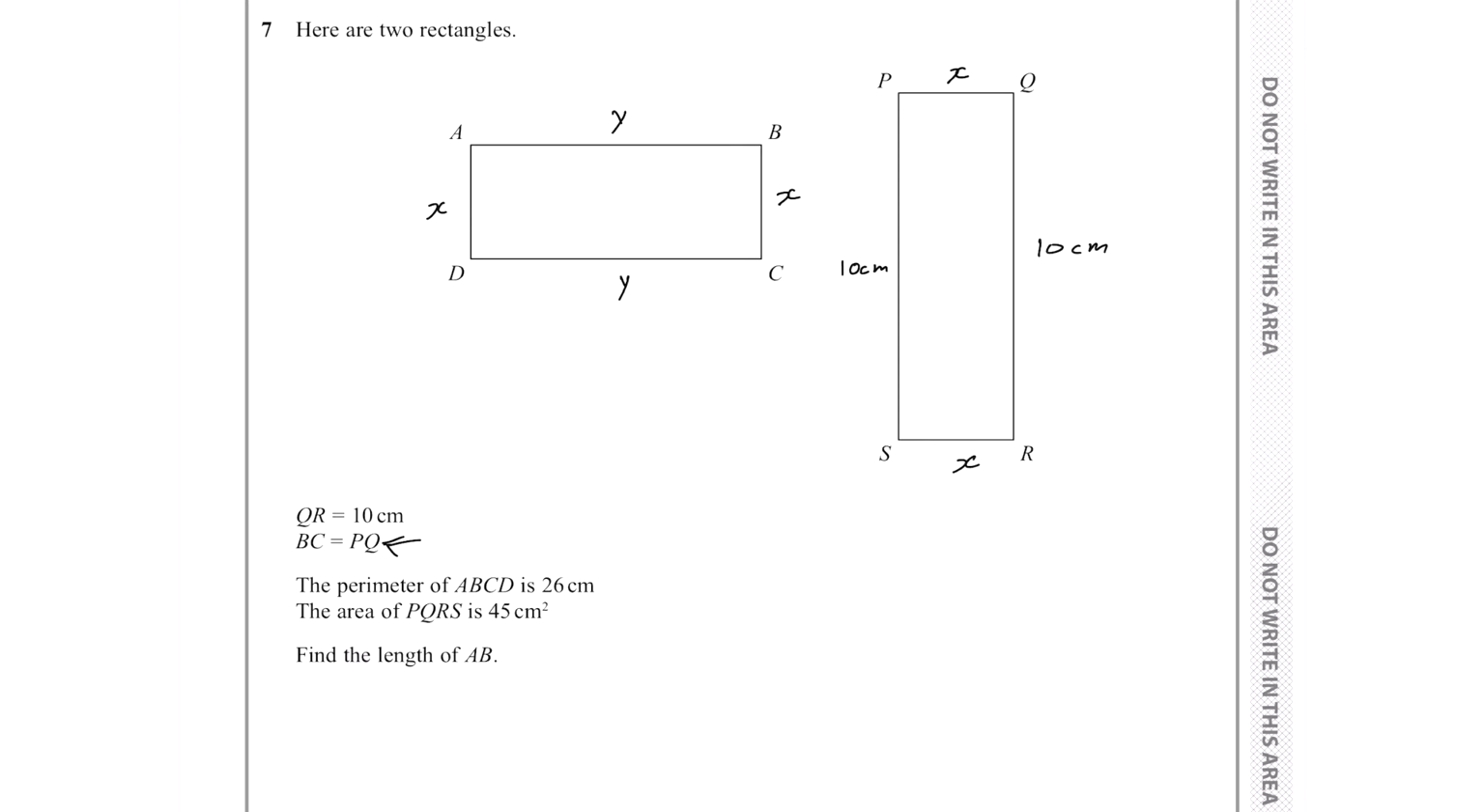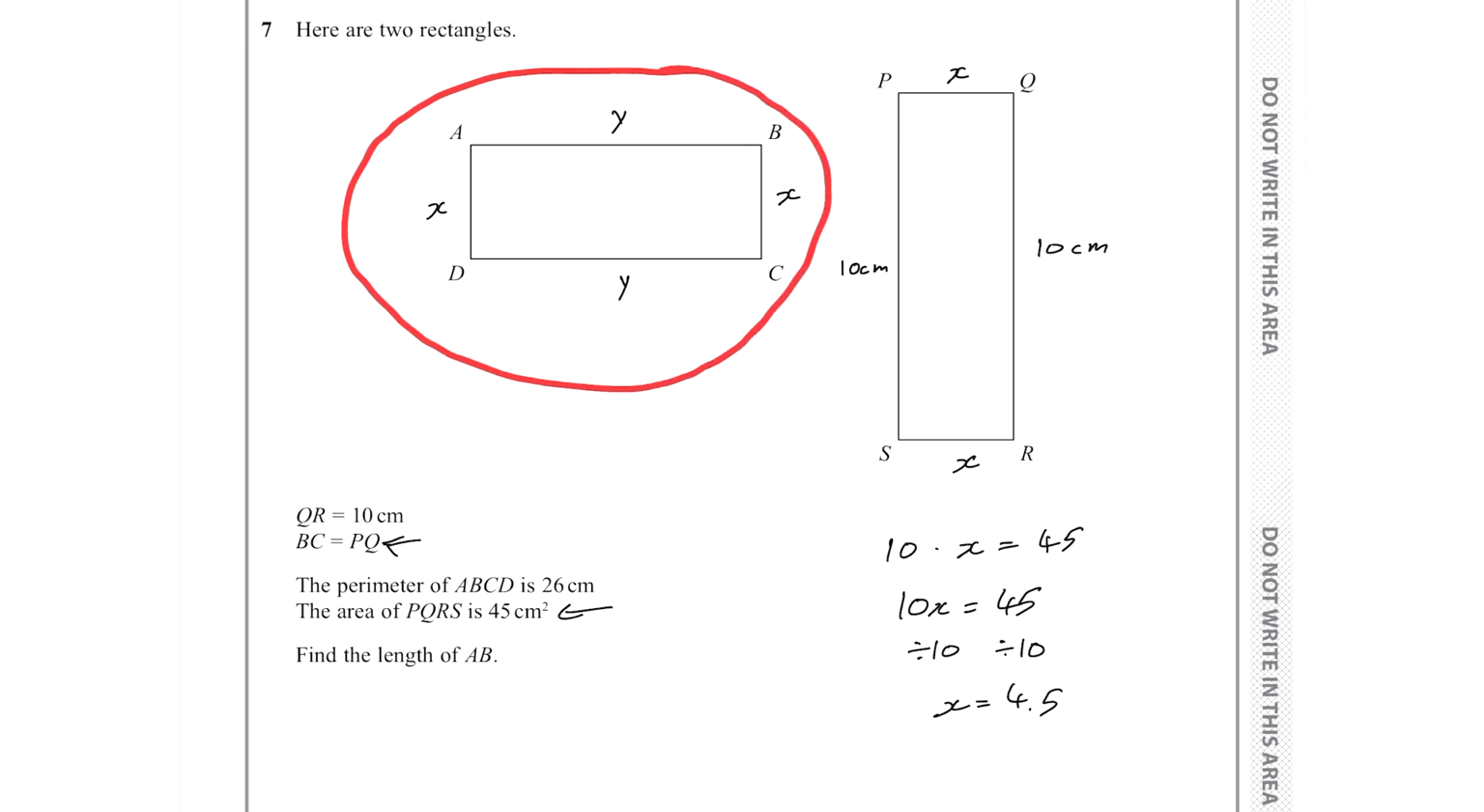So we've been told that its area is 45. So to find the area of this rectangle, we're going to do base times height, so that's going to be 10 times X, which gives us 45, which means that 10X is equal to 45. If I divide each side by 10, I end up with X is equal to 4.5. Now I know what X is, I can substitute that into the X in here because it's the exact same.